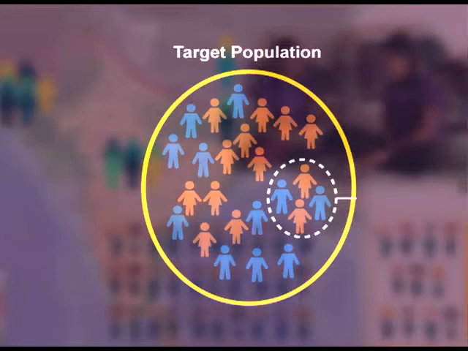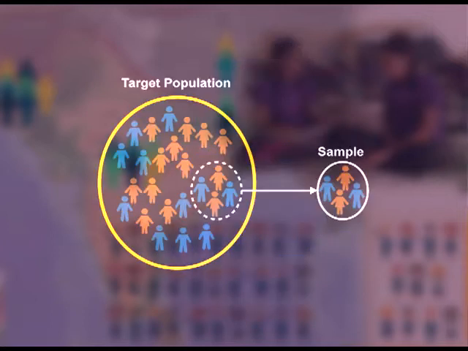For example, if an investigator wants to select 4 students from a group of 24 students for participation in the general knowledge quiz, that means the selected 4 students are called the sample of the 24 students, called the population.